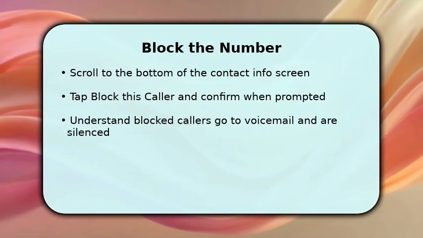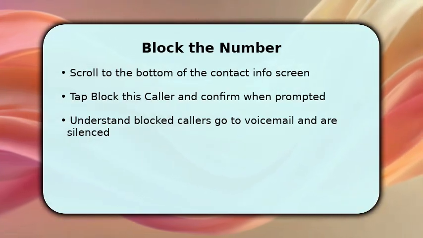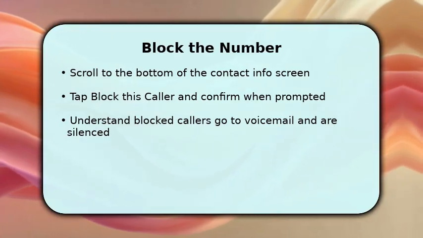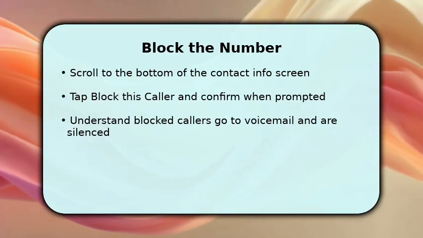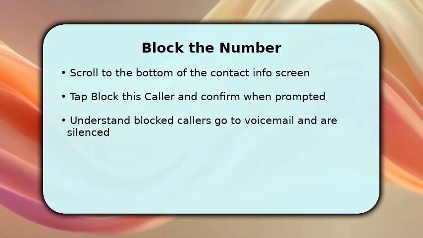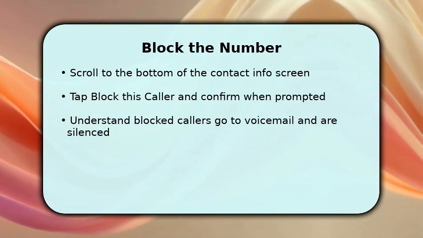Once you're at the contact or call details, scroll to the bottom and tap Block this Caller. You will see a confirmation prompt, so make sure you want to proceed. Confirm the block, and iOS will prevent calls, messages, and FaceTime from that number. This sends them to voicemail without ringing.